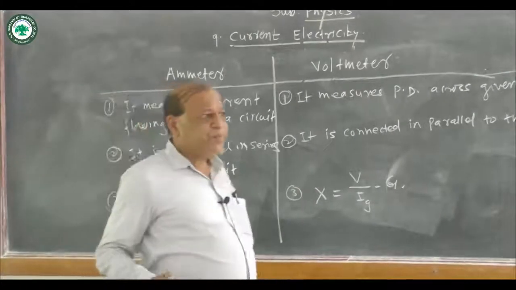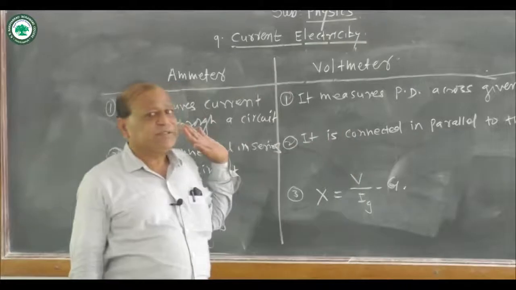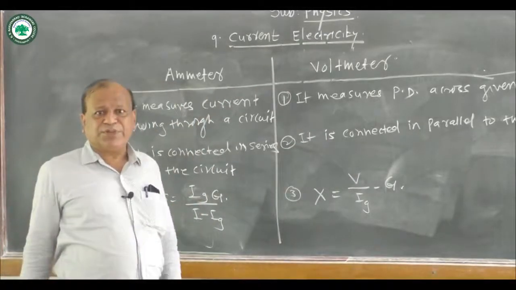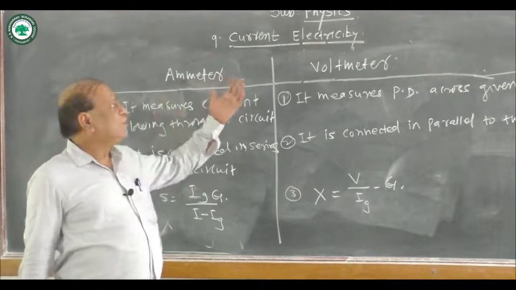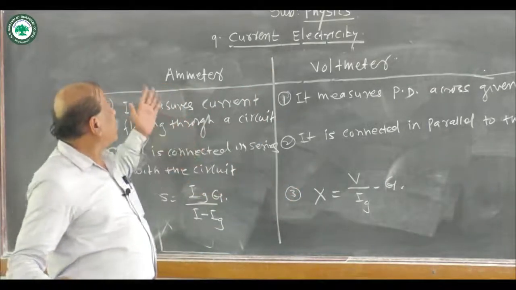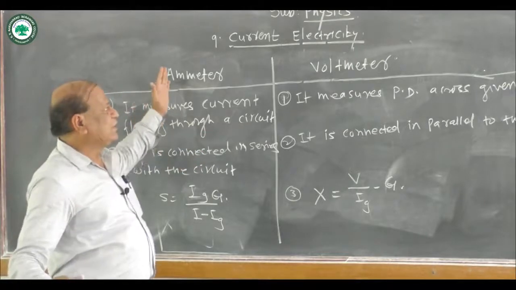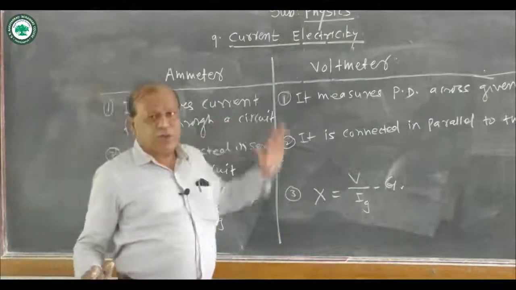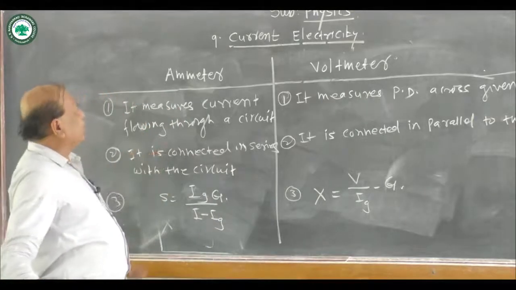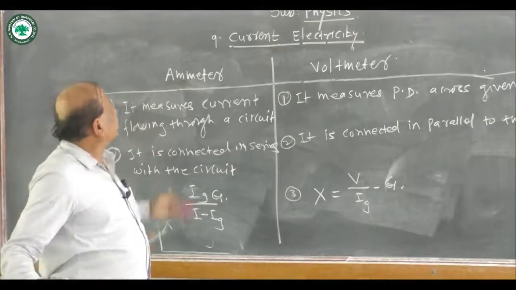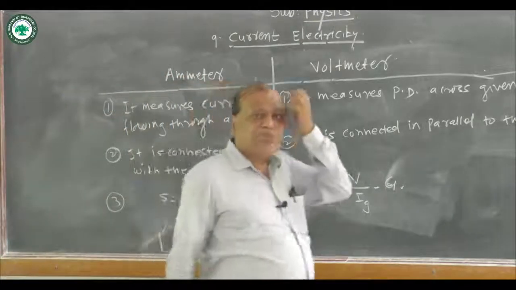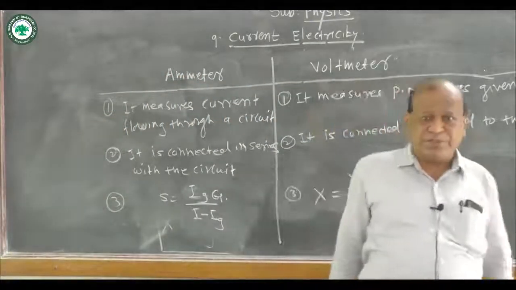Okay, now here we studied how the moving coil galvanometer is converted into an ammeter and into a voltmeter, and then we saw how to distinguish the ammeter and voltmeter, taking four to five difference points. Now I can stop here.